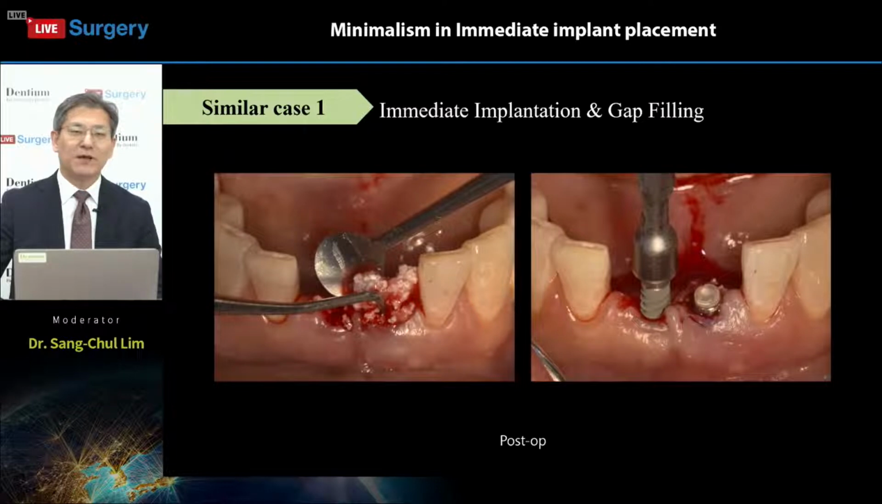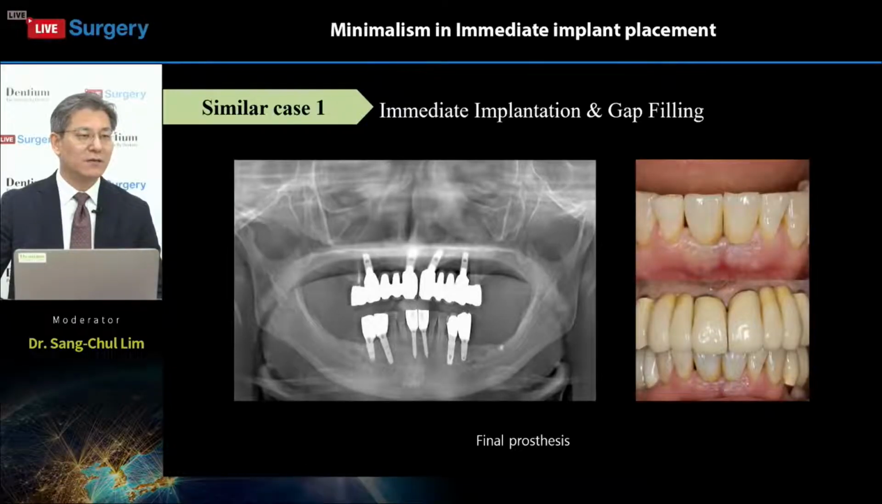These tissue level implant fixtures are very comfortable, especially in this kind of narrow ridge of the lower anterior or this posterior area also. So 2 implants were installed, and the final prosthesis looks like that.